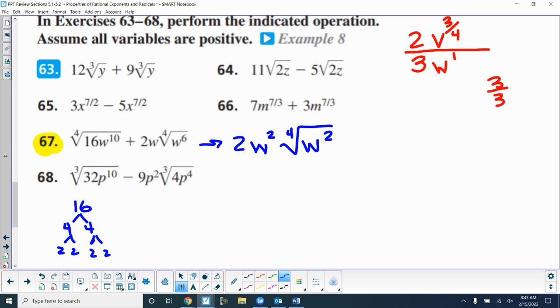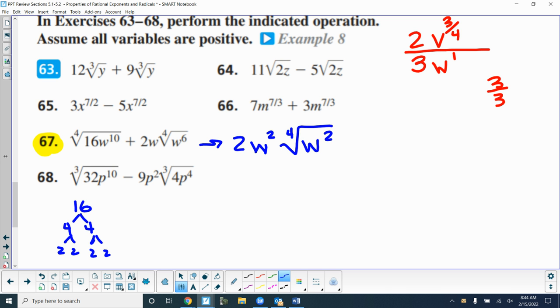So for the 16, we had 4 2's. That's where that 2 came out. For the W's, I'm looking for groups of 4. There's 2 groups of 4 W's. That took 8 of them, right? So that's why it's W squared that came out. Taylor, you okay? Okay. And then there was 2 W's left over, so that's why I had a W squared underneath. That took care of all 10 W's. You follow? All right.